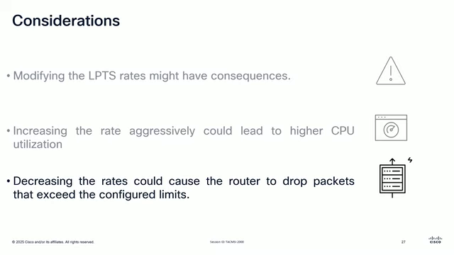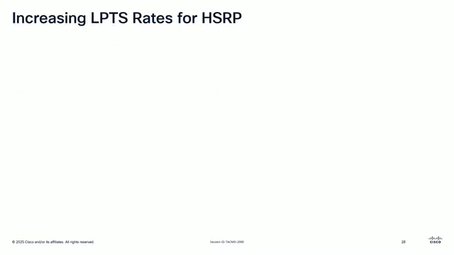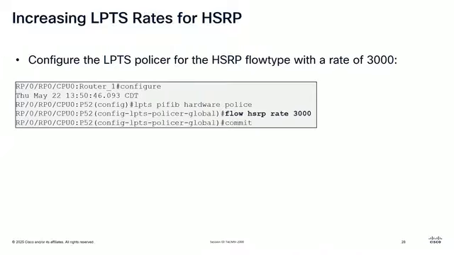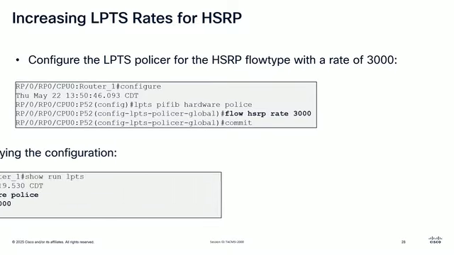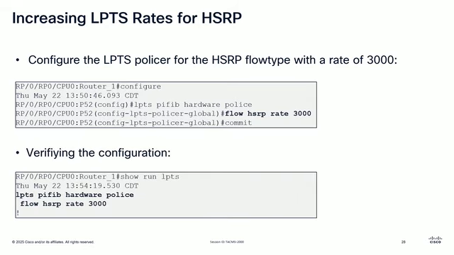Moving forward with the configuration, it is actually very easy to configure. We just need to enter configuration mode. Then we start with LPTS pifib hardware police. Then in this case, we configure the flow, that is HSRP, and then the rate. Once we have configured this, we just need to type commit, as in all XR commands. To validate the configuration, we can just type show run lpts, and we will have all this information here.